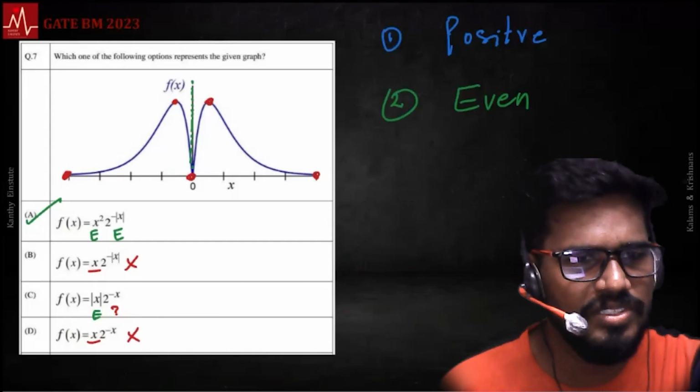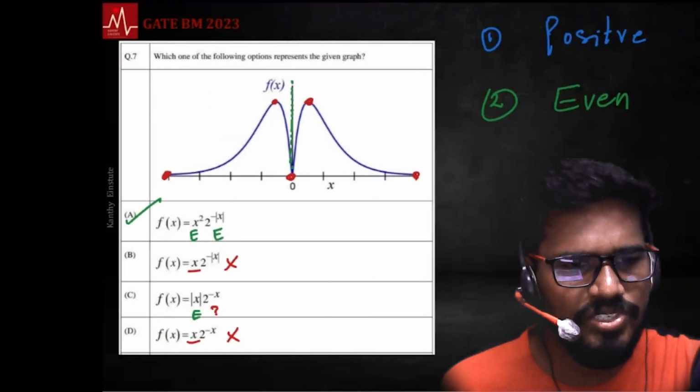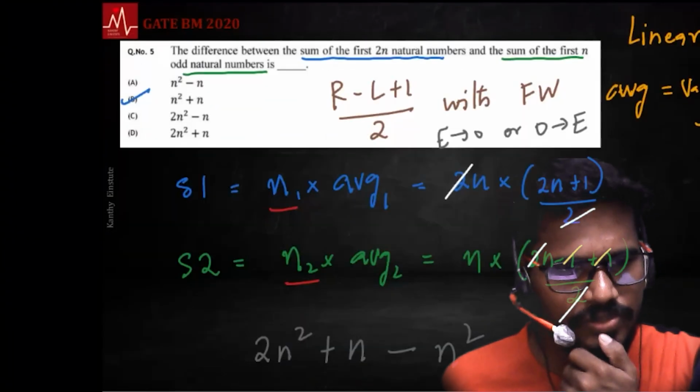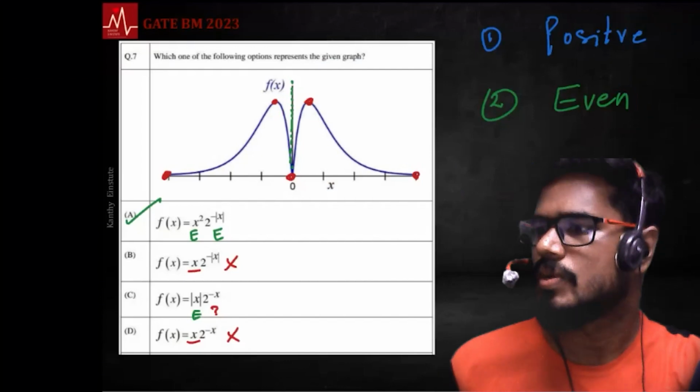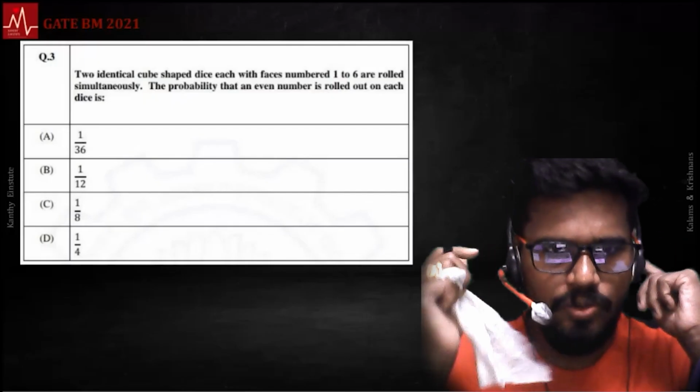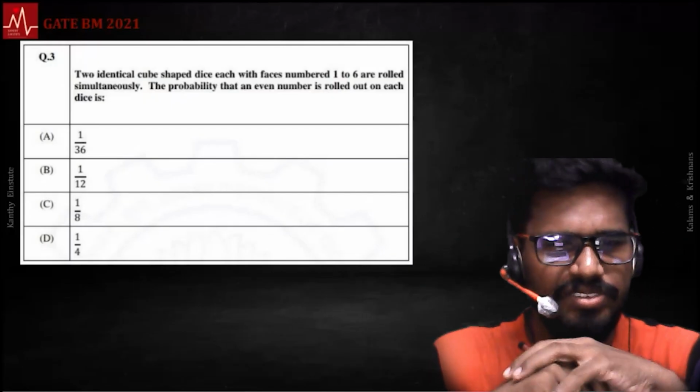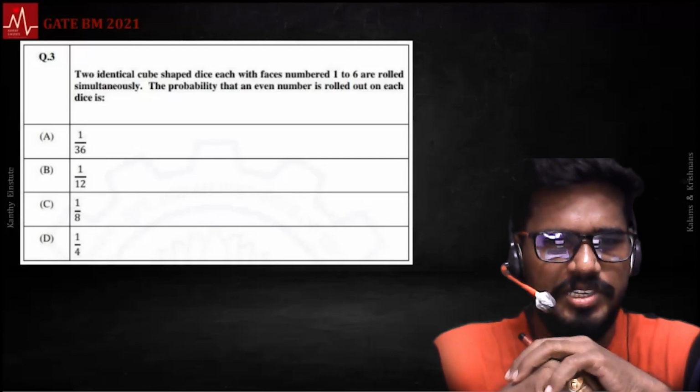If you are saying B, is it for this question, right? Where did this question go? Yeah, this question, it had better be A. Now: two identical cube-shaped dice, each with faces numbered 1 to 6, are rolled simultaneously.